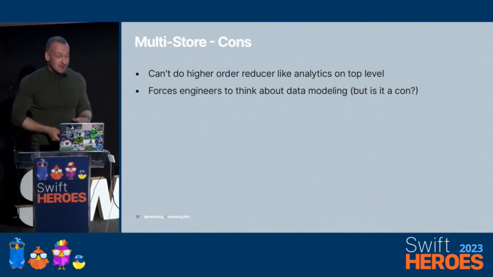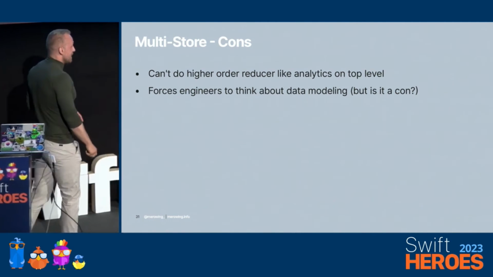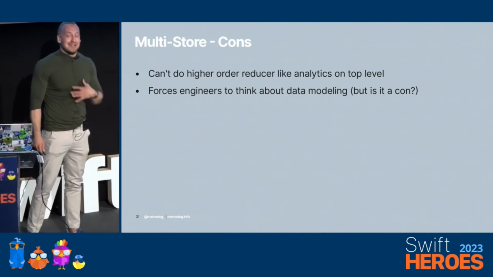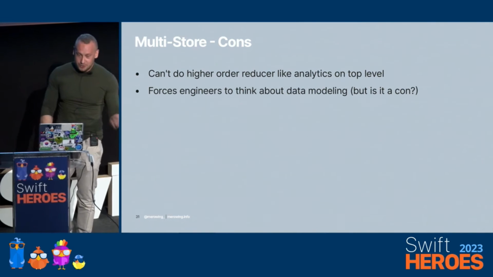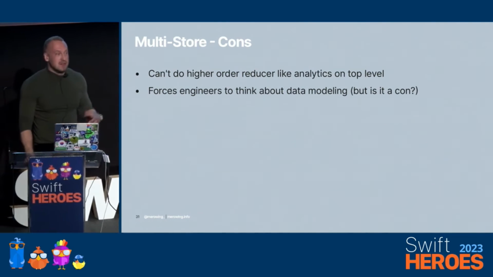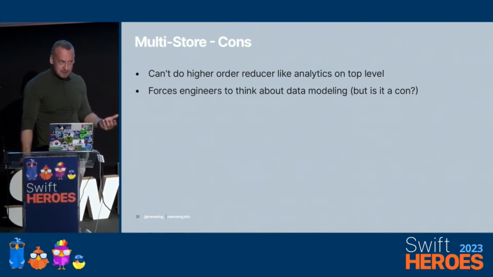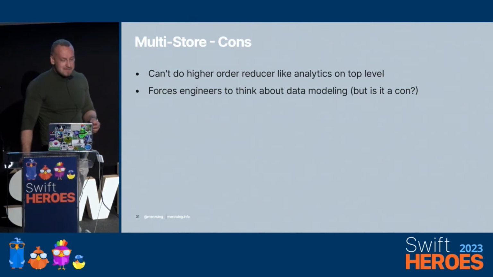And the other thing is it forces engineers to think about data modeling, which, again, I don't think is a con. I think it's something that we should be doing. It's a little too easy not to do it in TCA, and in other architectures as well. As engineers, we try to keep things simple. But when it comes to data modeling, especially in architectures like this, it's really important. So I would say it's not a big con.